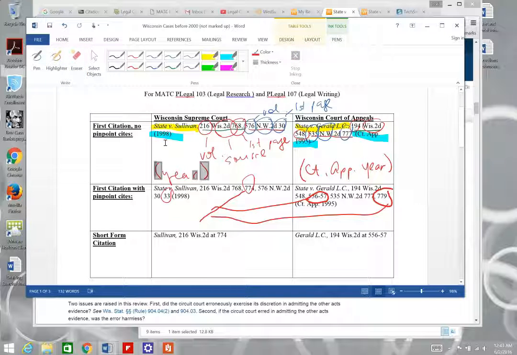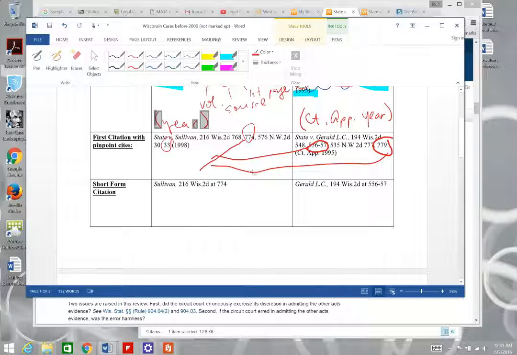So now we're going to talk about short form citation. For the short form citation in official citation format, we don't use Ibid. or Id. here in Wisconsin officially. You have the case name, Sullivan or Gerald L.C. You then have the short form to the official citator. You have the volume, you have the source, and then you have "at" and the page number where you found it. Again, you have the case name, volume, source, at, page number. In State versus Gerald L.C., you have the volume, the source, and then the word "at," and then the pinpoint cite, the specific page number.